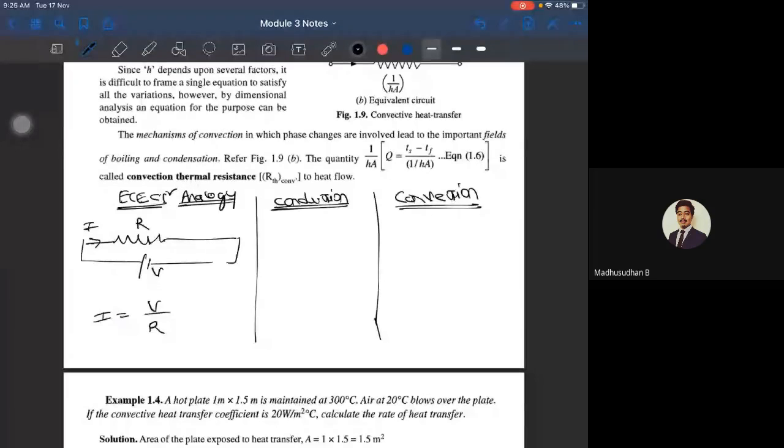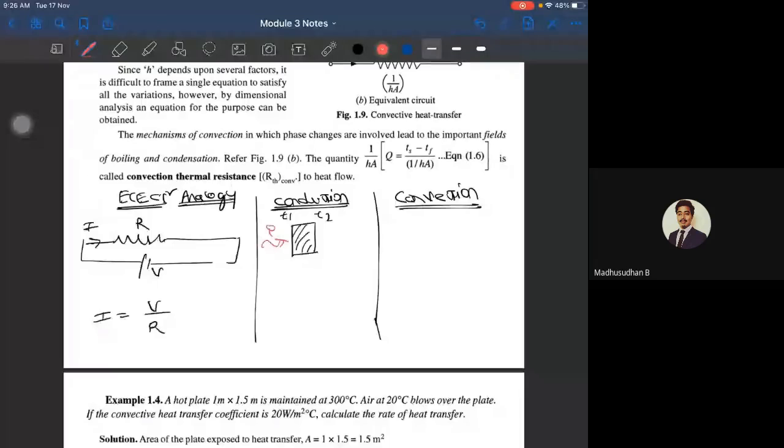Okay. So here, I is the amount of current flowing through the resistor. V is the potential difference which drives the current, and R is the resistance. Similarly, in conduction, if there is a plate like this, and this temperature is T1 and this temperature is T2, I want heat to be transferred like this.